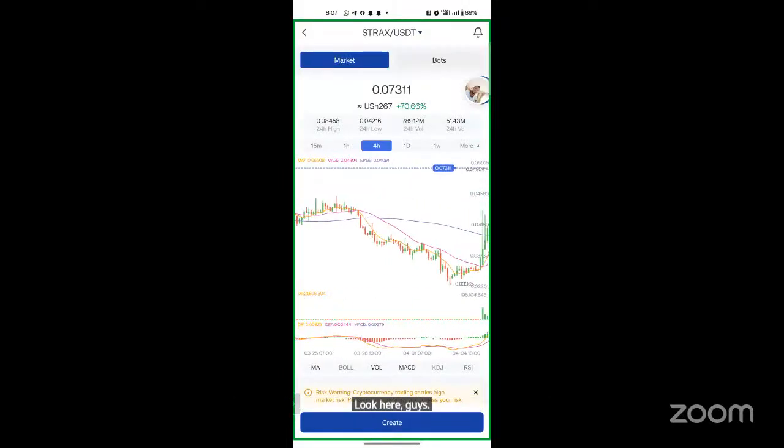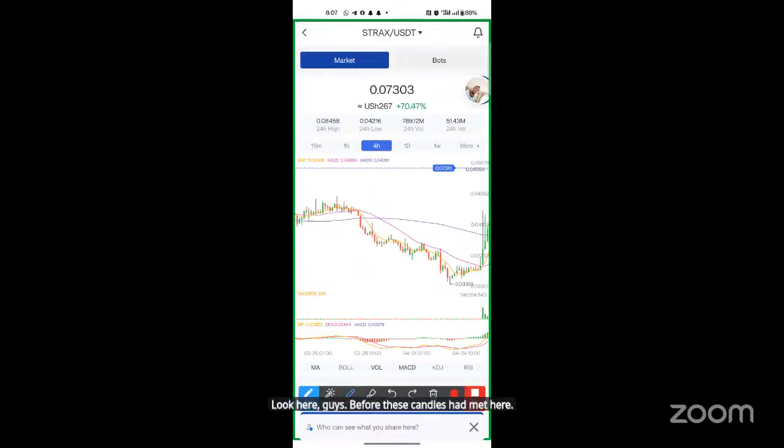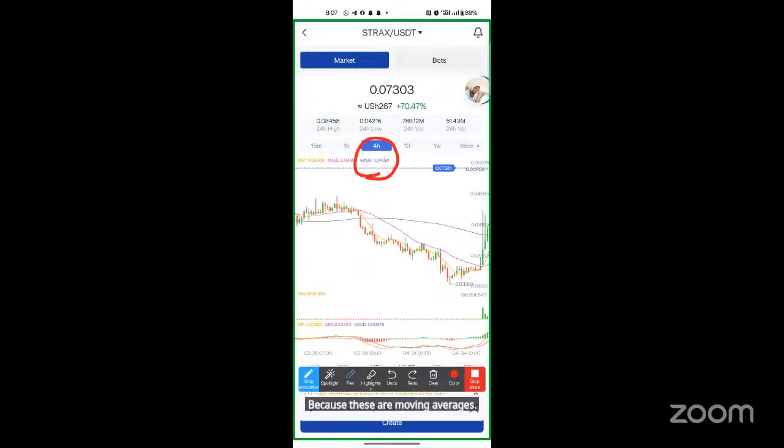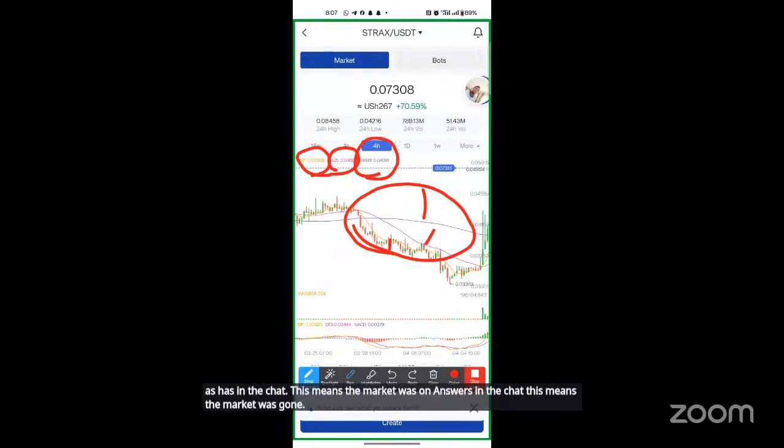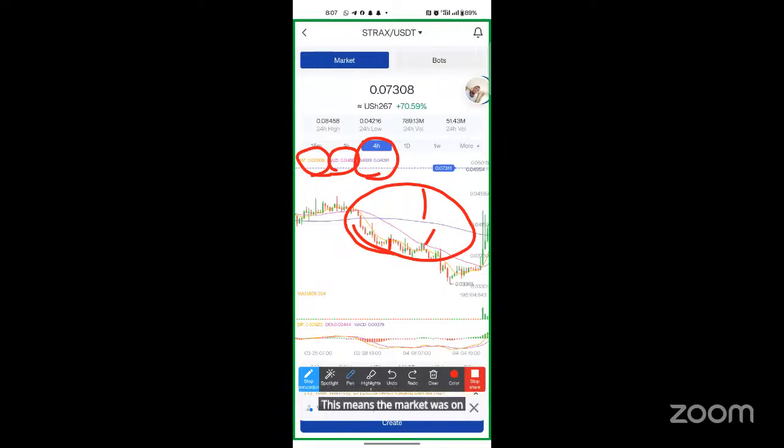Look here, guys. Before these candles met here, because these are moving averages, the purple is 99, this is 25, and this is 7. So generally, this means the market was on... Answers in the chart. This means the market was on a downtrend.